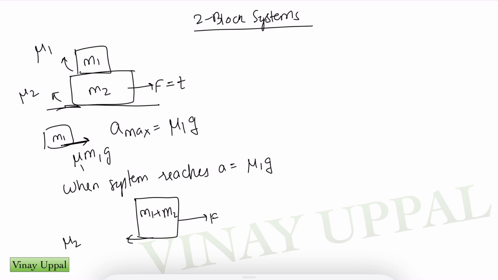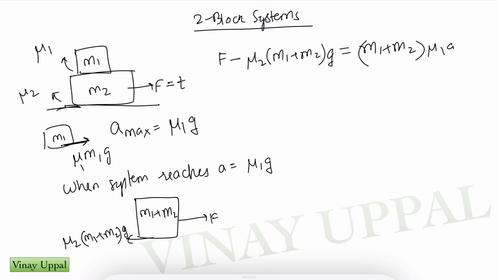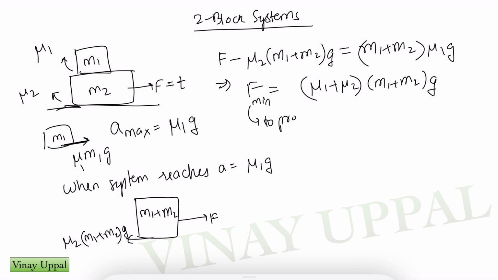The friction on the ground is mu2 times the normal force, which is (m1 plus m2) g. So can I write the external force minus mu2 times (m1 plus m2) g, this is the friction on the ground, should be equal to (m1 plus m2) times acceleration, which is mu1 g. And therefore, I'll get the force value as follows. So this is the minimum force to produce slipping between the blocks.